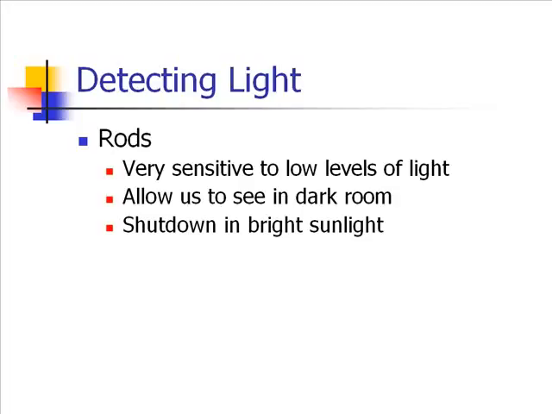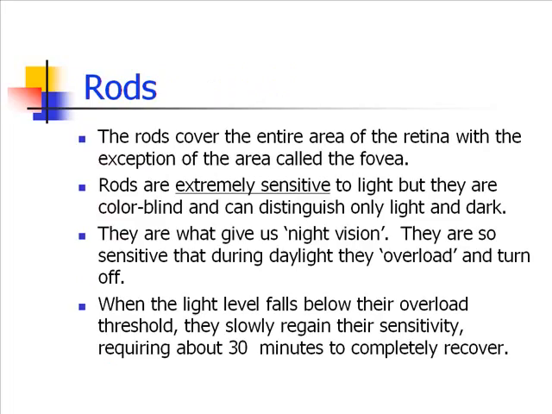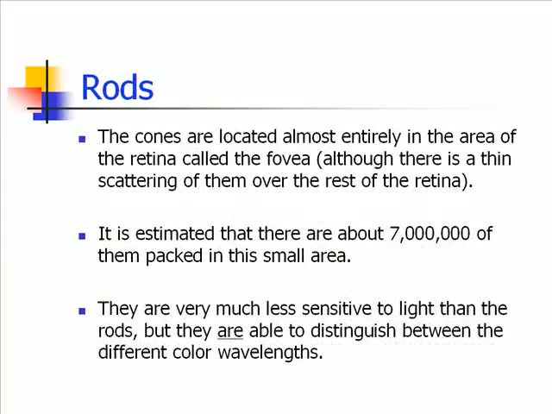And the other type of sensor are called cones. They are our color sensors, and we have three types of those. They are extremely sensitive to light. That's what gives us night vision, and they can be overloaded, like I mentioned before, and turn off. Cones are located almost entirely in the area of the retina called the fovea, although there's some elsewhere. The interesting part is that there are about 7 million of them packed into that small area.